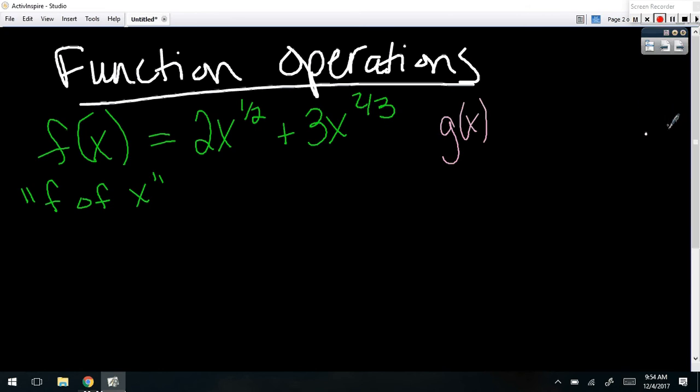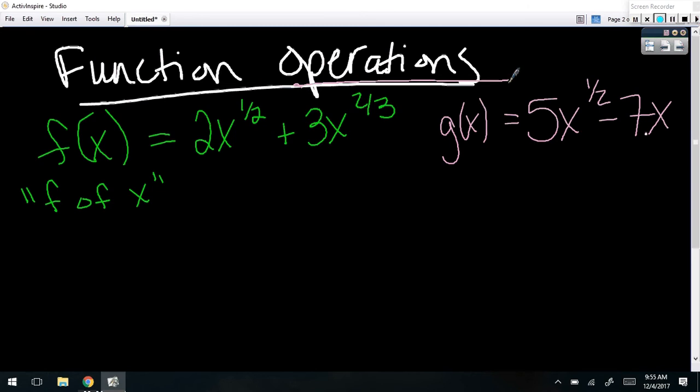Two functions here are defined. And anytime I have functions defined, it's just a way of calling them up. If I want to reference g of x, I can just say g of x instead of saying 5x to the 1/2 minus 7x. It just gives it a name, okay?